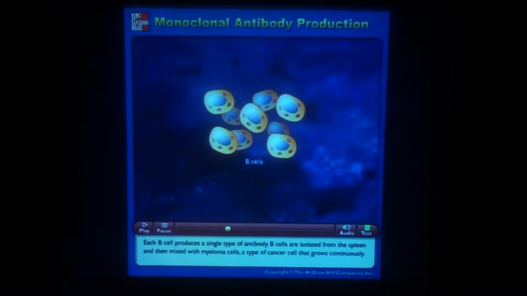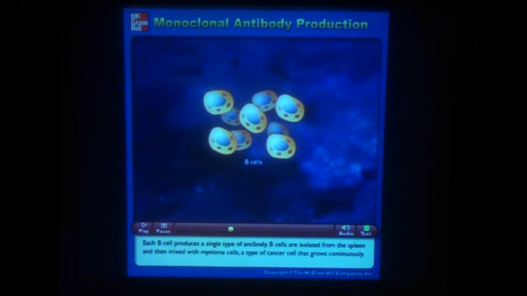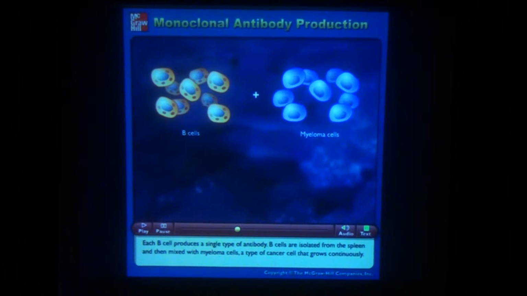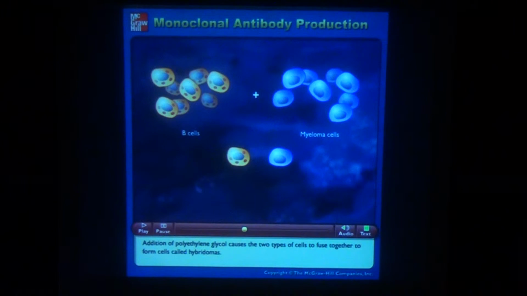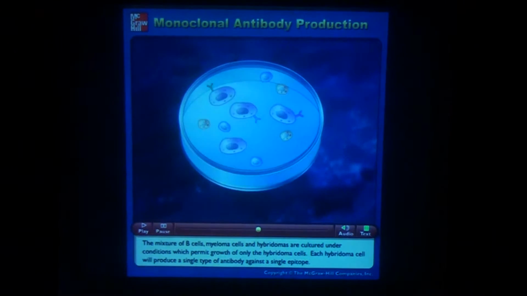Each B cell produces a single type of antibody. B cells are isolated from the spleen and then mixed with myeloma cells, a type of cancer cell that grows continuously. Addition of polyethylene glycol causes the two types of cells to fuse together to form cells called hybridomas. The mixture of B cells, myeloma cells, and hybridomas are cultured under conditions which permit growth of only the hybridoma cells.